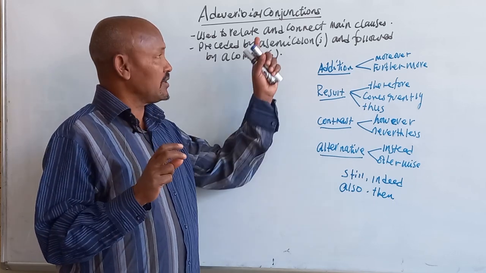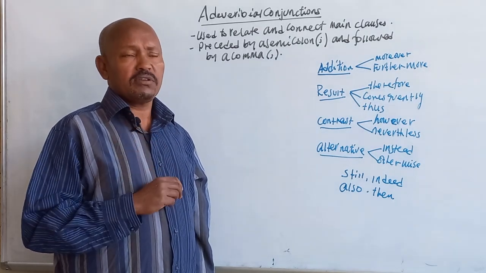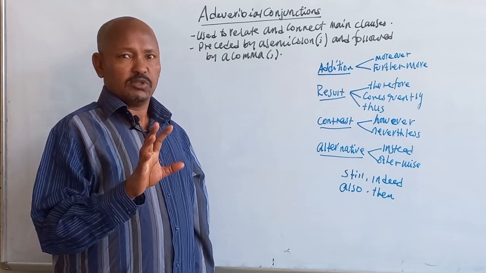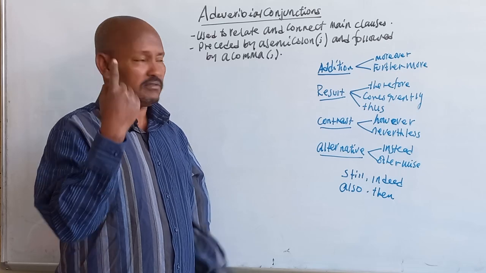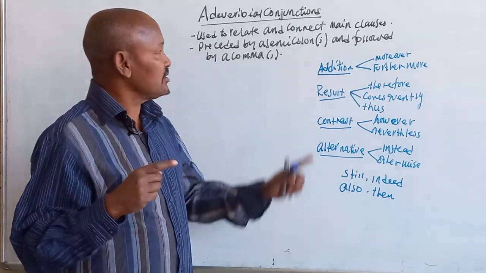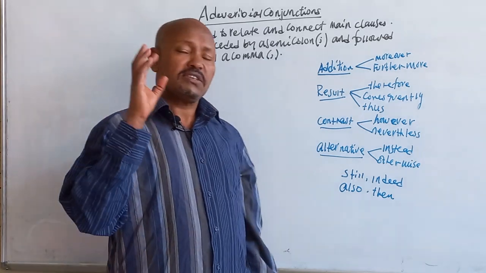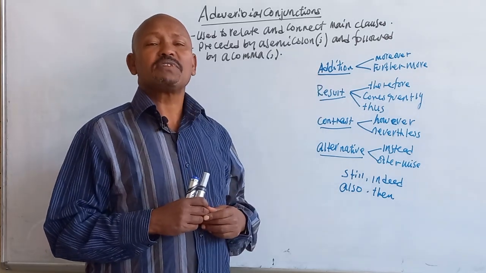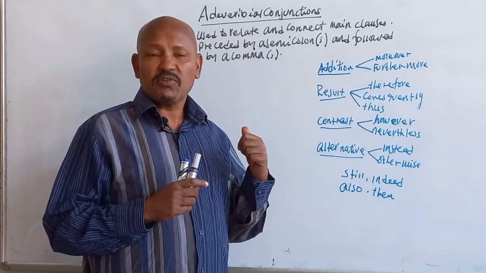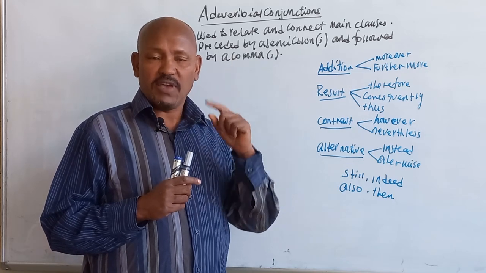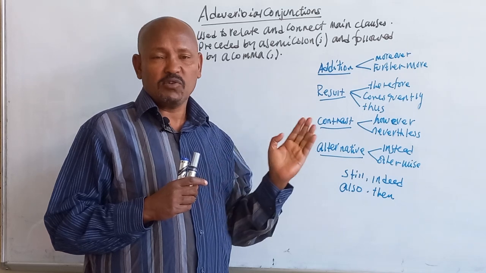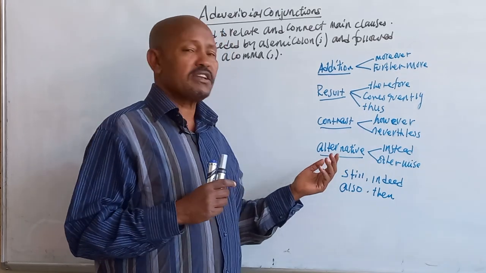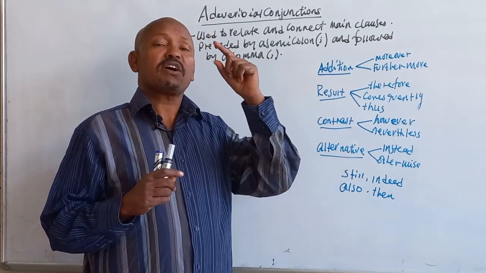They are called adverbial clauses. So we think of coordinating conjunctions joining two independent clauses to make one. The same is true here. But the difference between adverbial conjunction and correlative conjunction is that in this case, one of the main clauses is adverbial, right? In the case of correlative conjunction, there are no adverbial sentences, no cause and effect, no addition, no contrast, no alternatives.